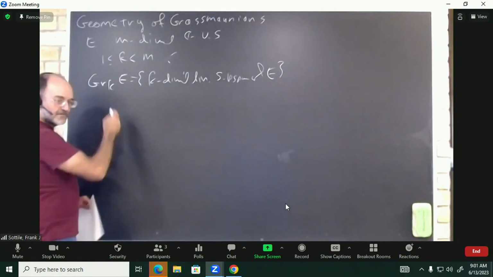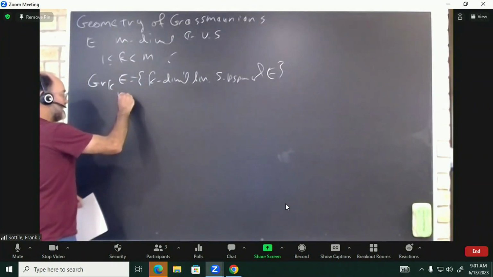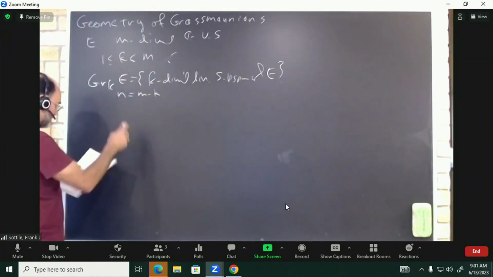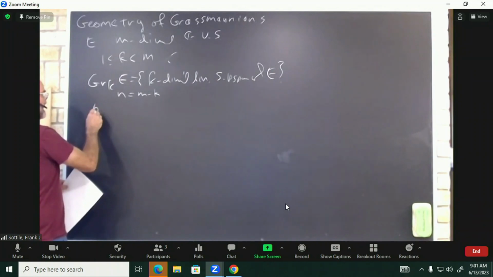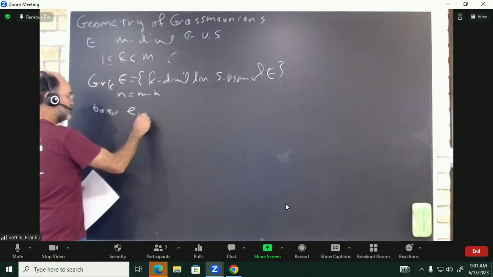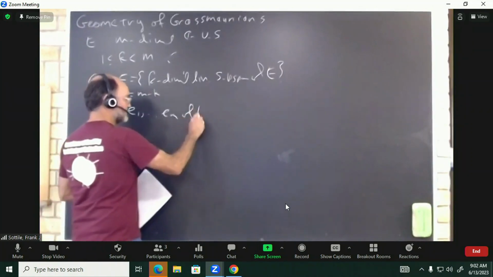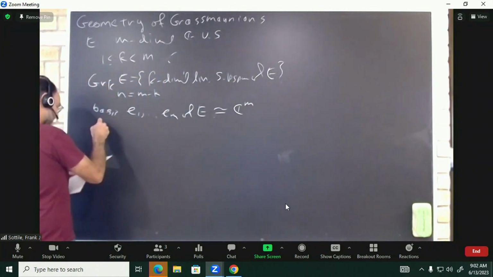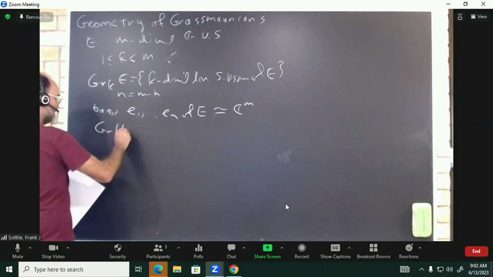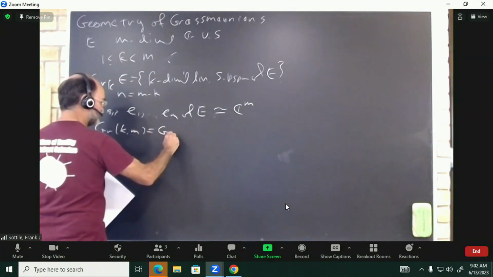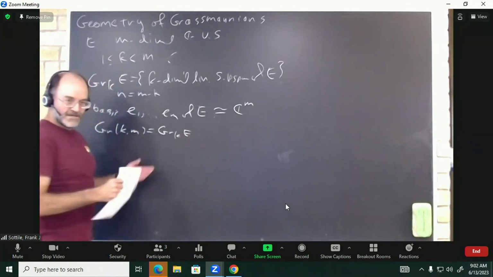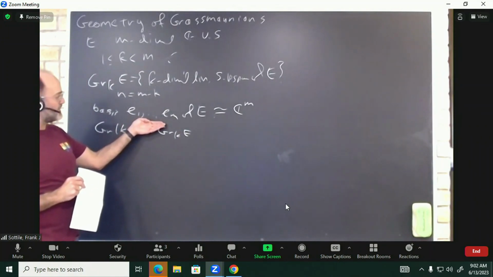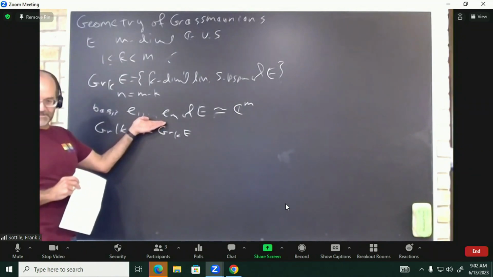Now, because I'll be needing this, I'm going to set n to be the difference of m and k. If you choose a basis e_1 up to e_m for E, then you can identify E with C^m, and I'll write Gr(k,m) for the Grassmannian of k-planes in E. It's useful to have coordinates sometimes. We'll almost always have a torus or even in fact a Borel chosen so that an ordered basis is natural.